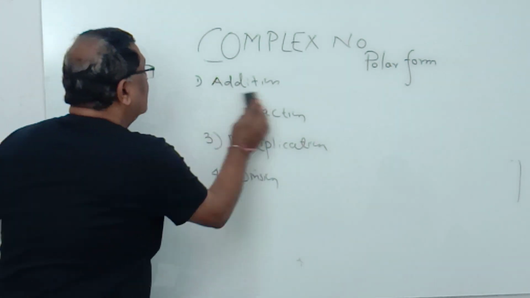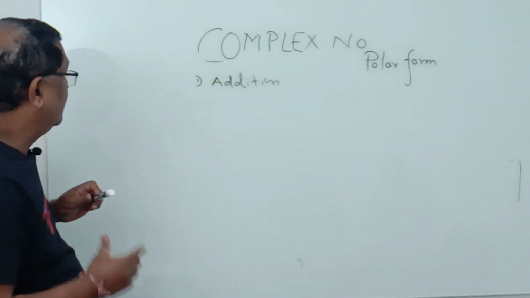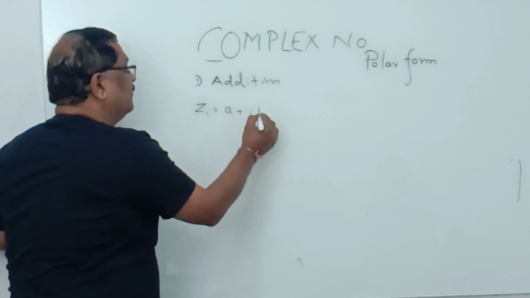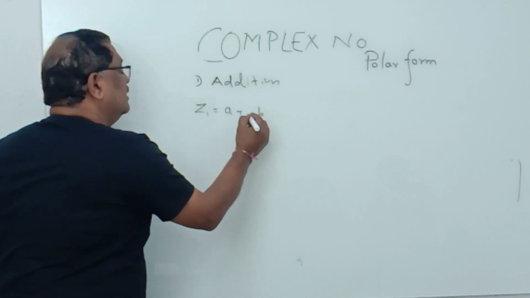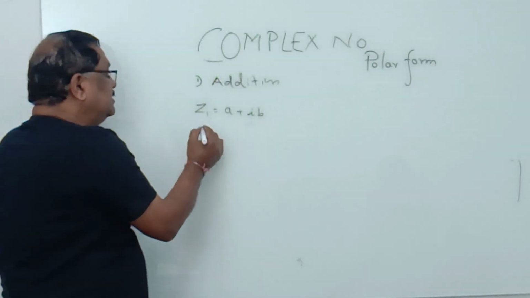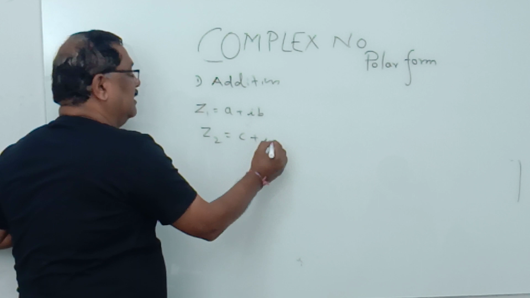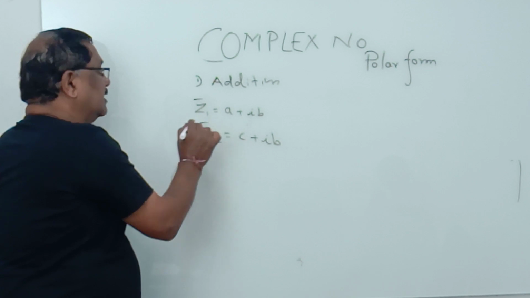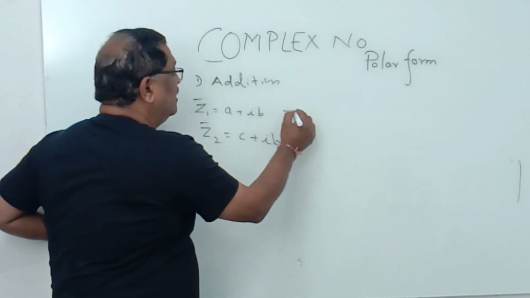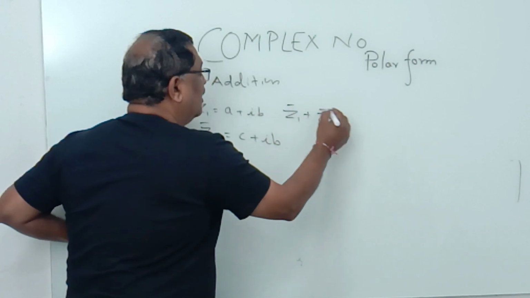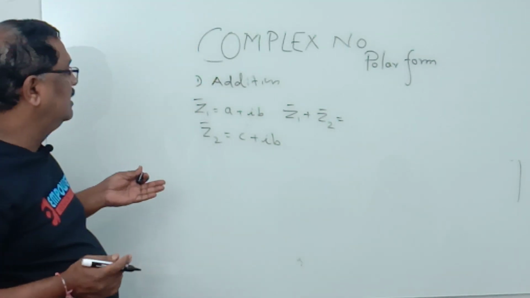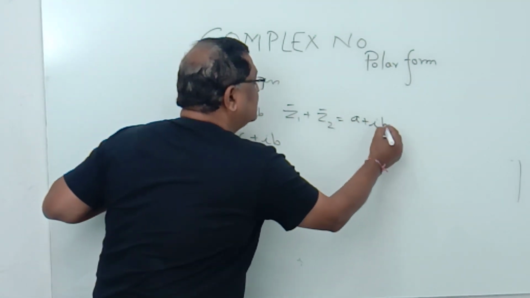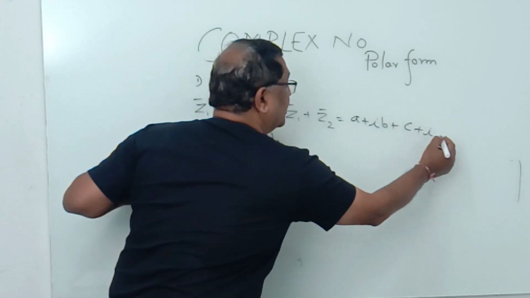Now for addition of complex numbers, let Z1 is equal to A plus IB. Sorry, not JB, IB. And Z2 is equal to C plus ID. I want the resultant because this is a vector, this is also a vector. Then Z1 bar plus Z2 bar, I want in rectangular form. Of course, Cartesian form, you have to add A plus IB plus C plus ID.